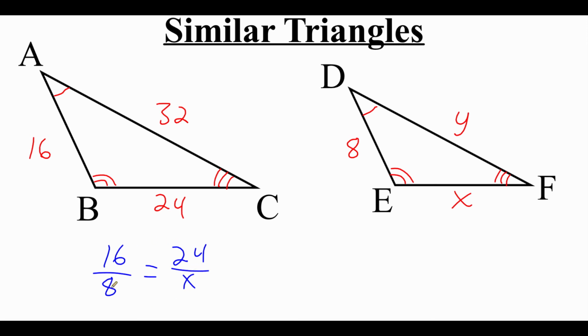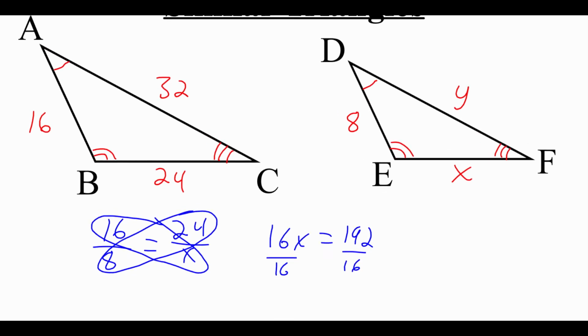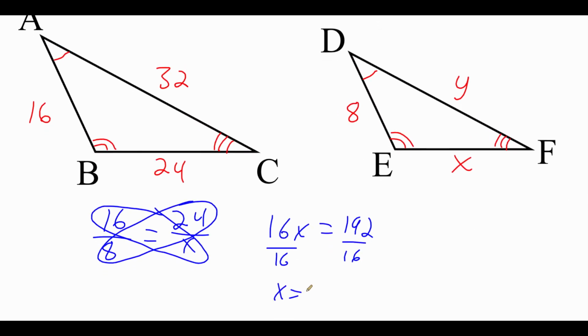When we've got an equation with fractions on each side, we're going to do a little cross multiplying. So I'm going to take the 16 times the x to get 16x. And then I'm also going to take the 8 times the 24. And when I do that, I should get 192. Now, if I want to get x alone, I'm just going to divide that 16 over to the other side. So then we should get an x value of 12. So this EF side right here, we just figured out was going to be 12.